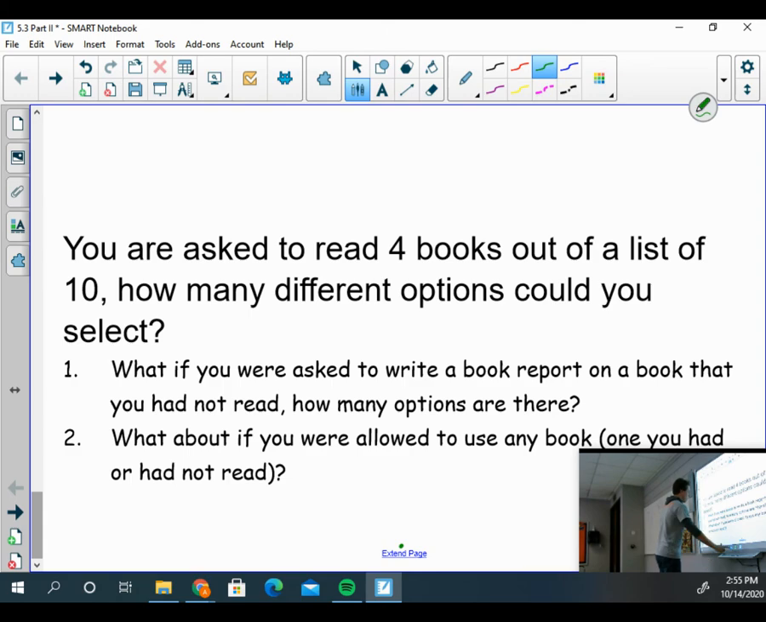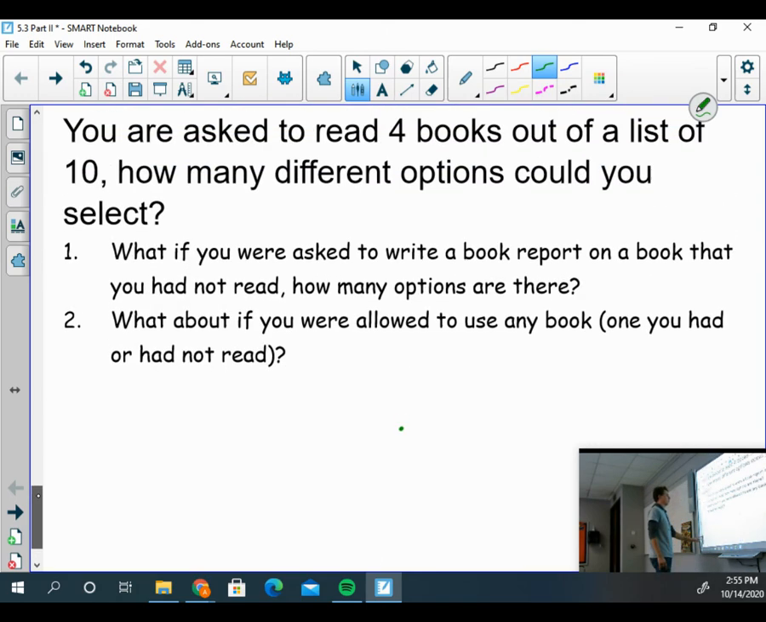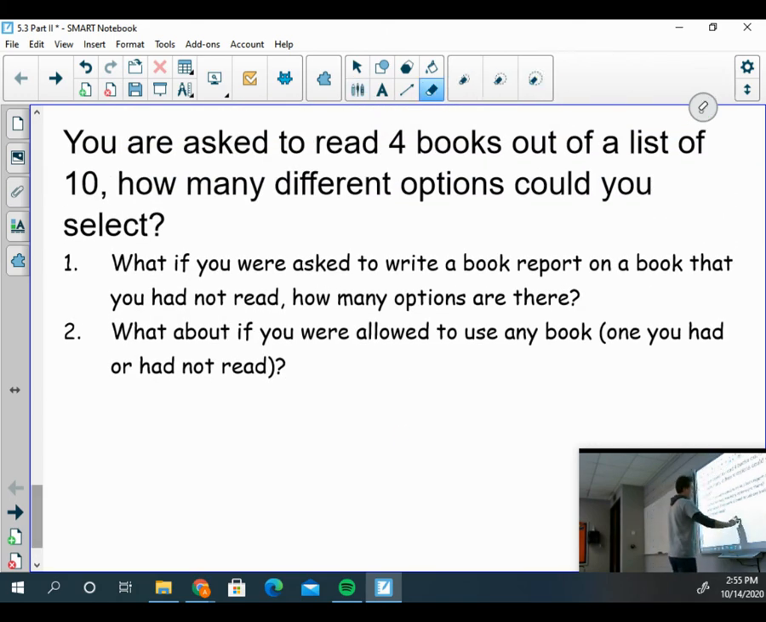Final question. Final thing to think about. And this one, now that we've learned about permutations and combinations, I want you to try on your own. You're asked to read 4 books out of a list of 10. How many different options could you select? What if you were asked to write a book report on a book that you had not read? How many options are there? What about if you were allowed to use any book, one you had or had not read? Okay? We're asked to read 4 books out of a list of 10. How many different options could we select?